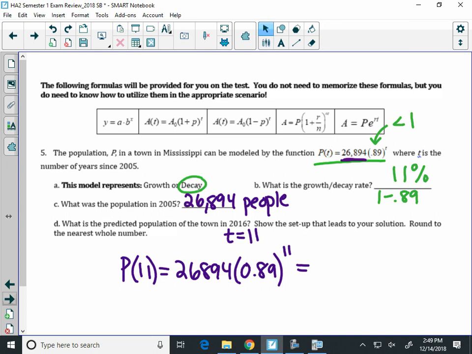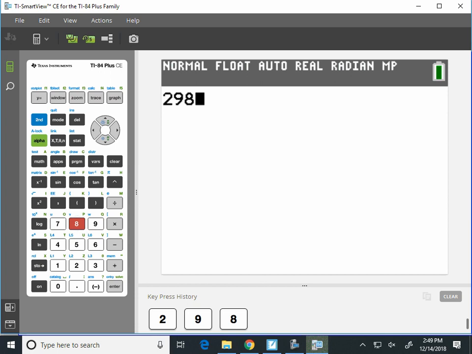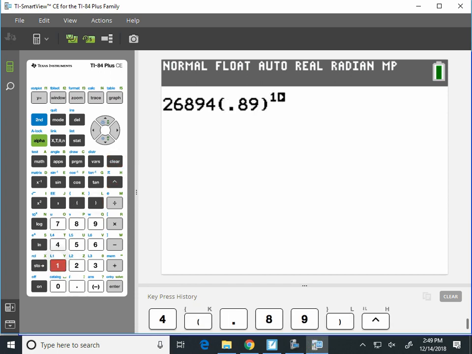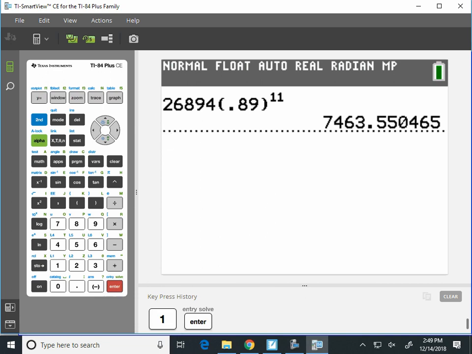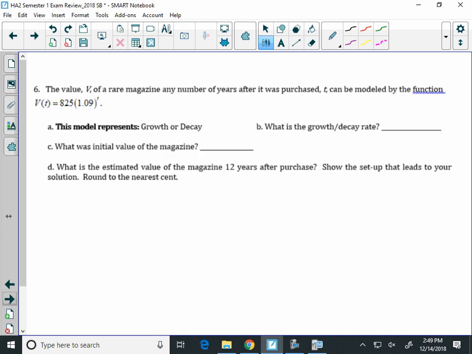So take a second, let's type that into our calculator. 26,894 times 0.89 to the 11th. And it looks like if the population keeps going down by 11%, the population is only going to be 7,464 people. That's not a lot. So the population drops a lot in 11 years, from 26,000 to 7,000. Okay. All right, number 6 is a similar question.